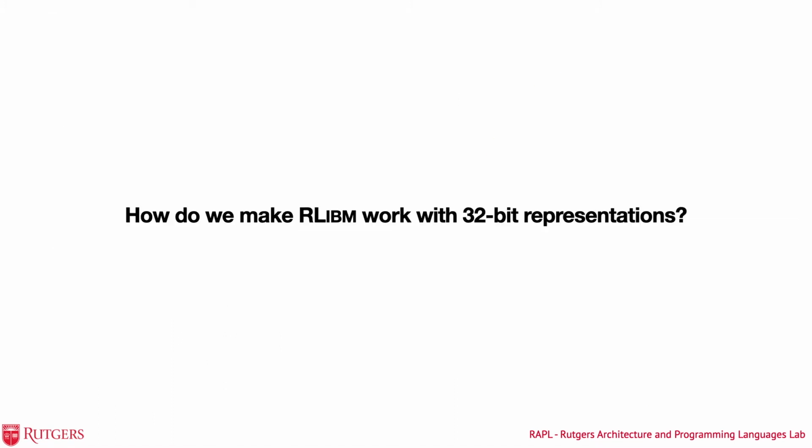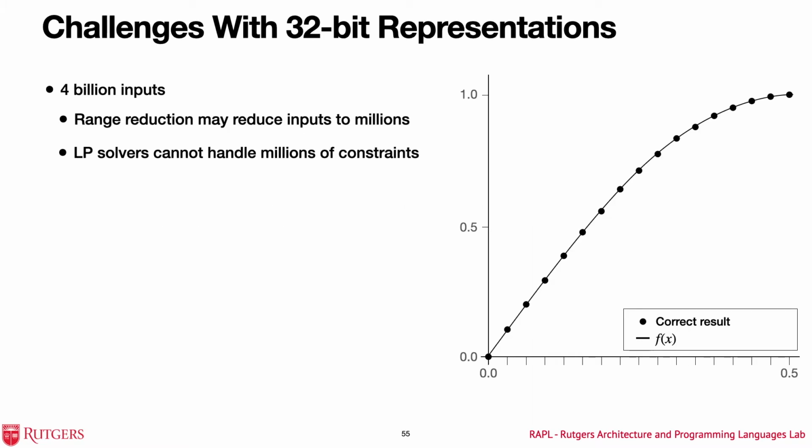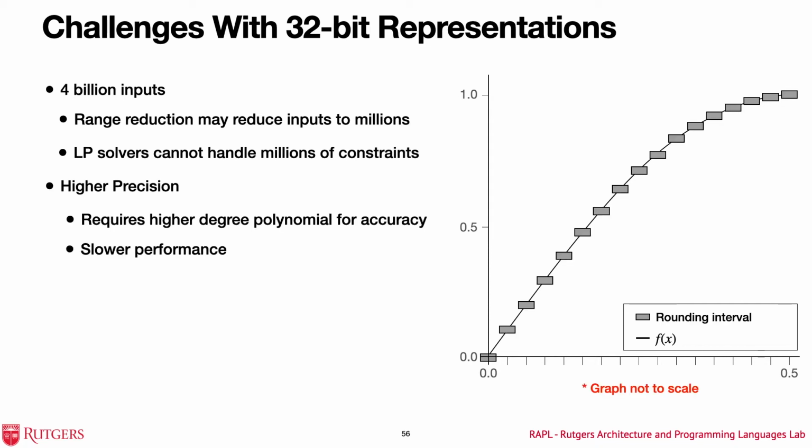But now our question is, how do you make this work for 32-bit representations? In 32 bits, there are 4 billion inputs. The most complex and advanced range reduction may reduce the number of inputs to millions of reduced inputs, but LP solvers cannot feasibly handle millions of constraints. Additionally, 32-bit representations have higher precision, which requires a higher degree polynomial to approximate accurately, leading to slower performance.